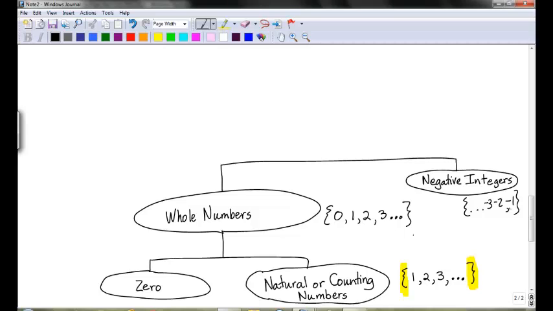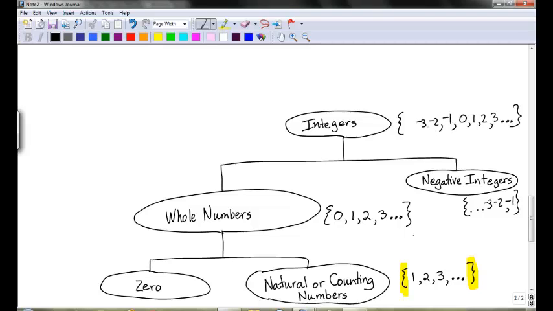If you put the whole numbers and the negative integers together, then you end up with the integers. You will see this set a bunch in math. The set of integers are 0, 1, 2, 3, and so on in that direction, and -1, -2, -3, and so on in that direction. 1/2 is not an integer. It has to be in that set.